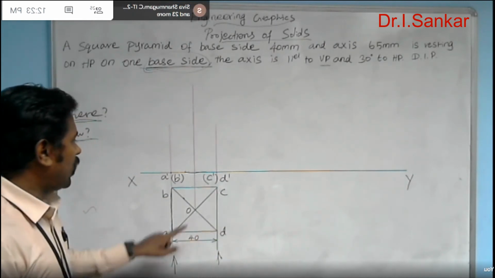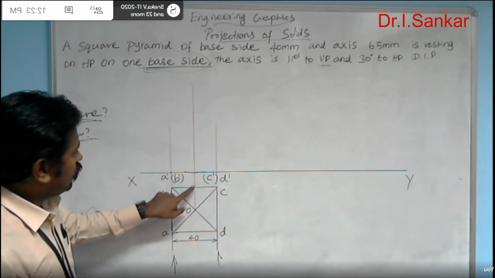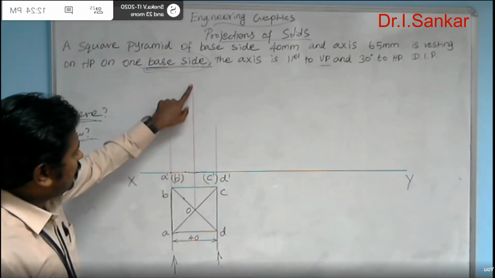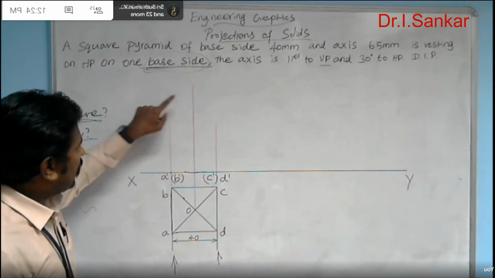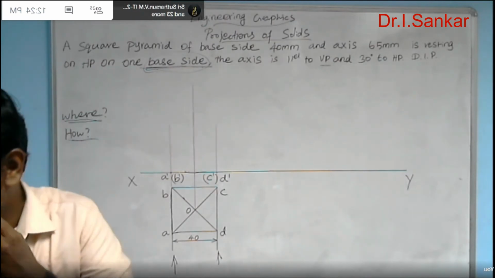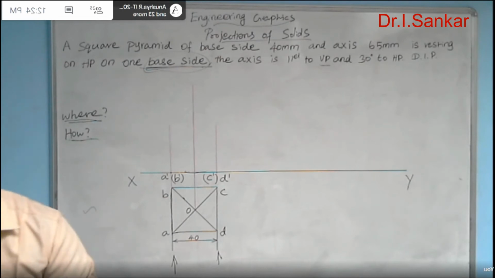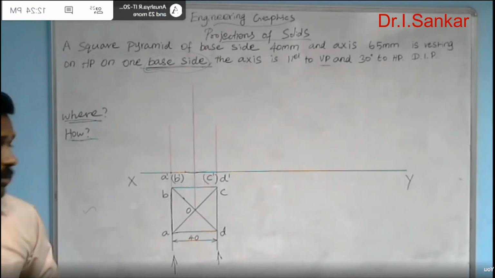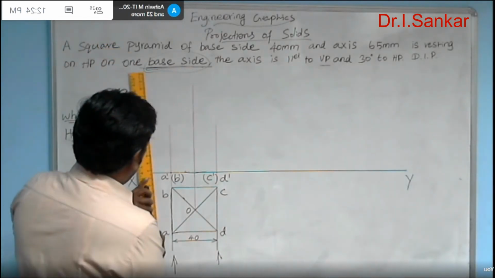And in order to mark the apex point O, you have to mark it on the projector of the apex point at the height of 65 mm from the base. First measure the 65 mm altitude, then you can mark.